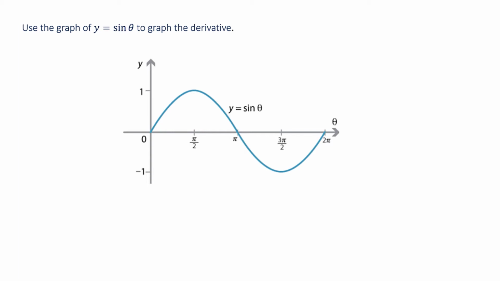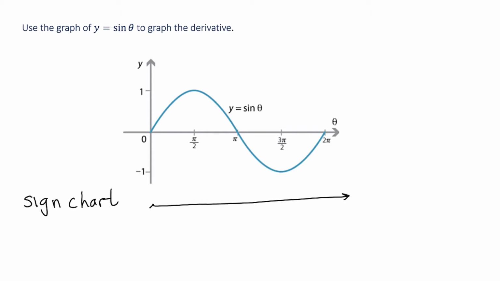Given for us here is the graph of the sine curve. We're going to use that graph to find the derivative of the sine curve's graph. So how do we do that? We begin by looking at the sign chart for the graph of the sine function.